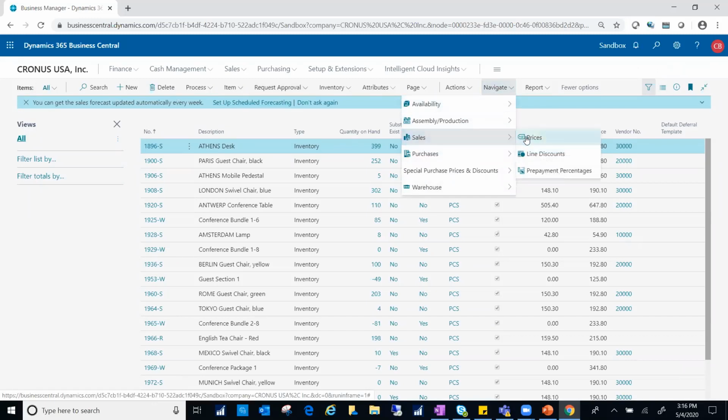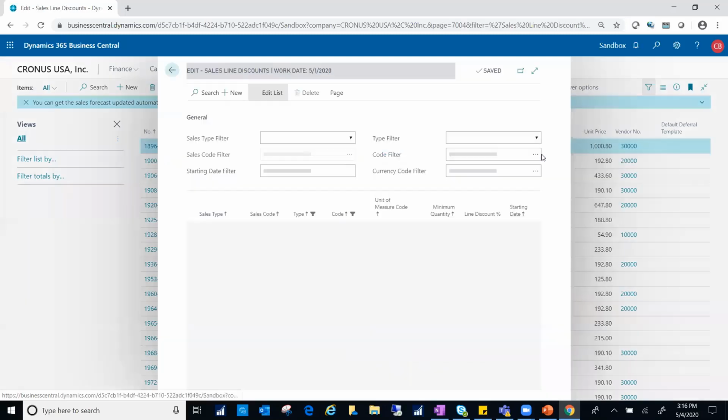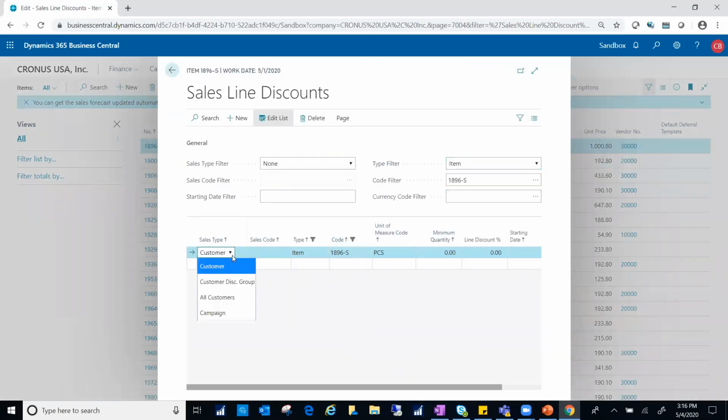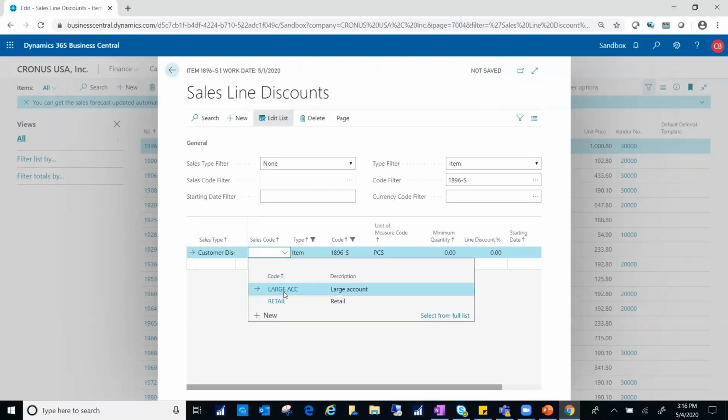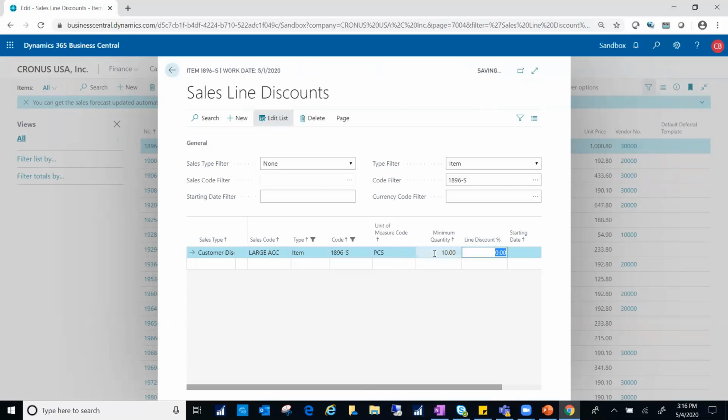Very similar, if you're not into special pricing, you also have line discounts. And you will see we pretty much have the same options here based by customer specific, customer discount group. Instead of price group, we get a discount group for all customers or campaigns. So let's go back to discount groups. And in this example, if it's a large customer that buys this item in pieces, and let's just say they buy 10 of them, then we're going to give them an 8% discount.